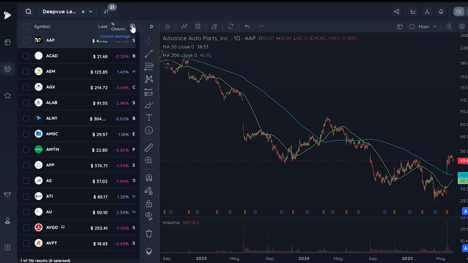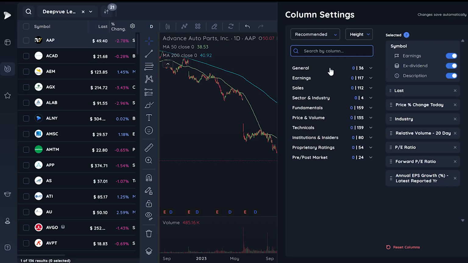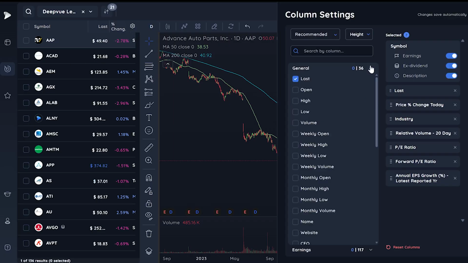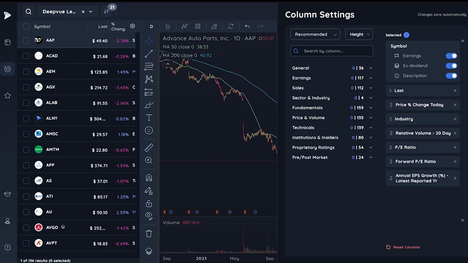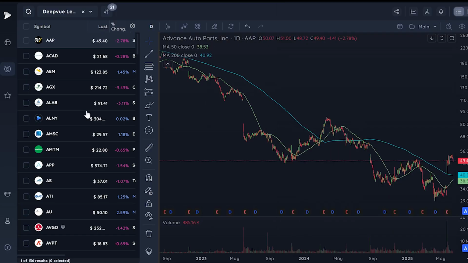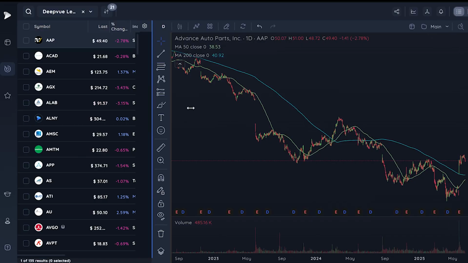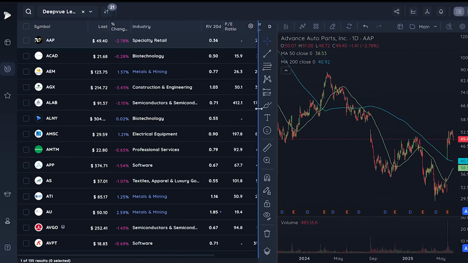You can fully customize this screen results table here with any of the parameters that DeepView offers. And it's also really easy to change the layout of this screen. So you can change the size of the TradingView window here. You can also build your own dashboards in DeepView. Really great way to put your screens in one part of the window and have in-depth analysis of a single stock or even market sectors in other parts of your window.